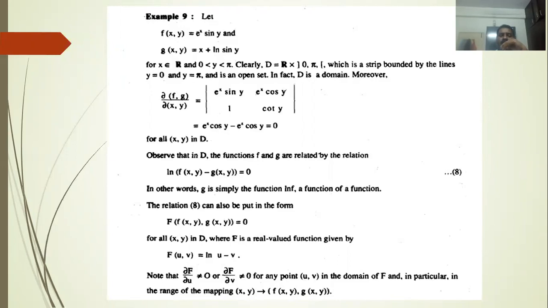And let's see what the Jacobian is. J of f, g by x, y equal to the determinant with e power x sin y, e power x cos y, 1, cot y, that is e power x cos y minus e power x cos y, that's equal to 0. And it's equal to 0 for all x, y in our domain. What's our domain? That's a strip between y equal to 0 to y equal to pi. In other words, g is simply the function log f, a function of a function.